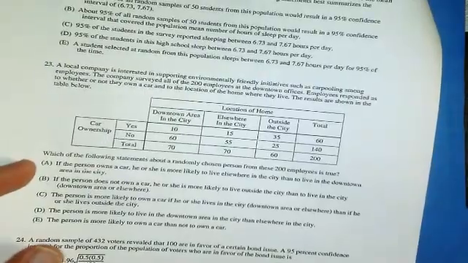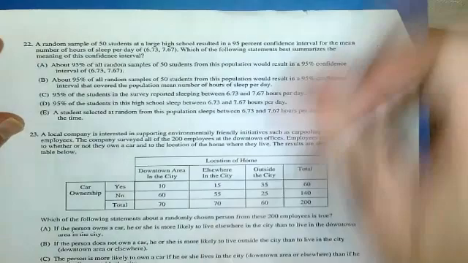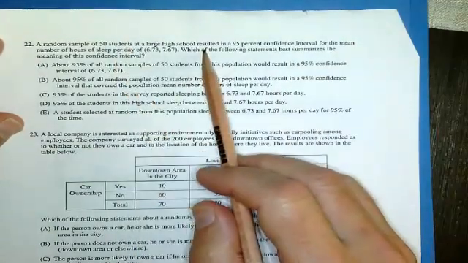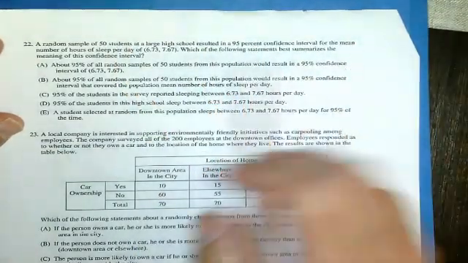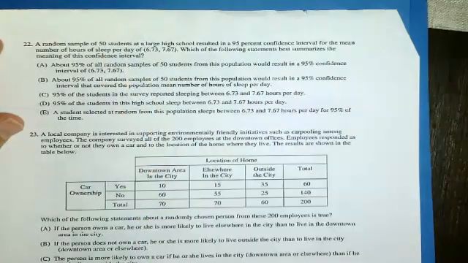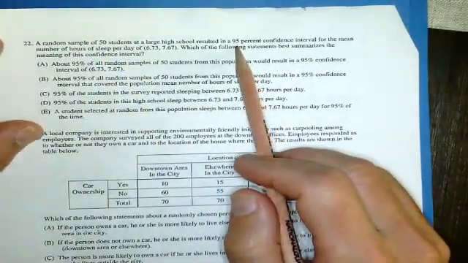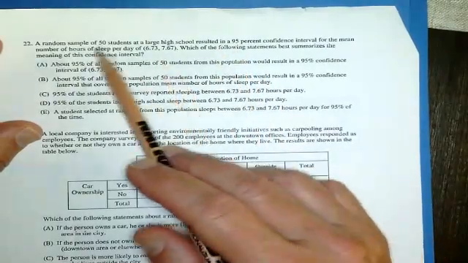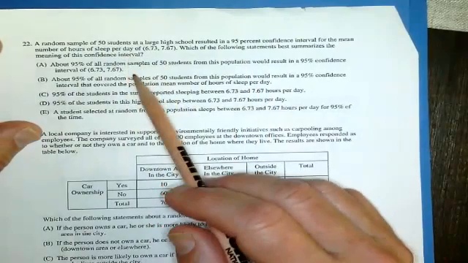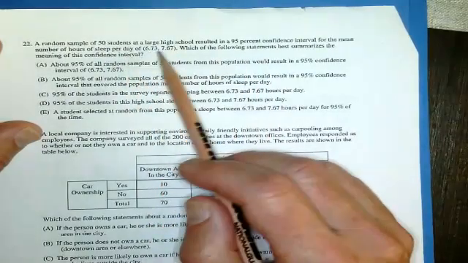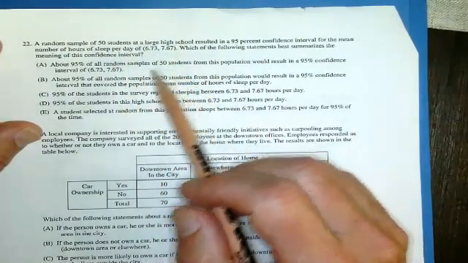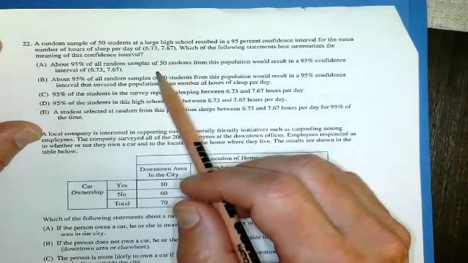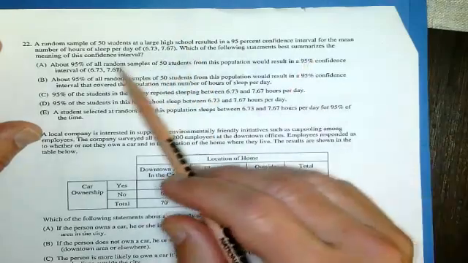Okay, number 22. A random sample of 50 students at a large high school resulted in a 95% confidence interval for the mean number of hours of sleep per day. So we are 95% confident that the true mean value for the number of hours of sleep per day for this high school falls somewhere between 6.7 and 7.67 hours per day. Okay, what does that mean in context?